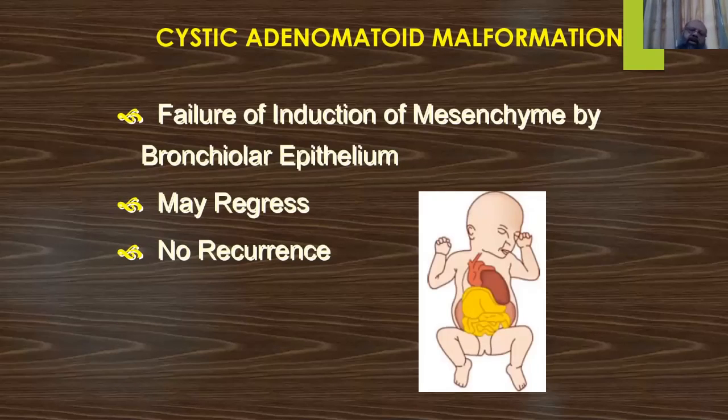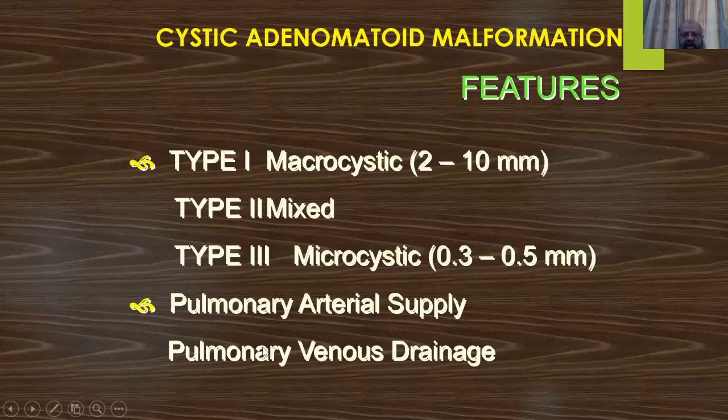Then another important thing is cystic adenomatoid malformation, failure of induction of mesenchyma by bronchiolar epithelium. It has different degrees, type 1, type 2, type 3. Type 1 is the macrocystic, type 2 is mixed, and type 3 is microcystic. This will appear more hyperechoic as compared to the macrocystic. They will appear as larger, multiple cysts which are visible in the macro.